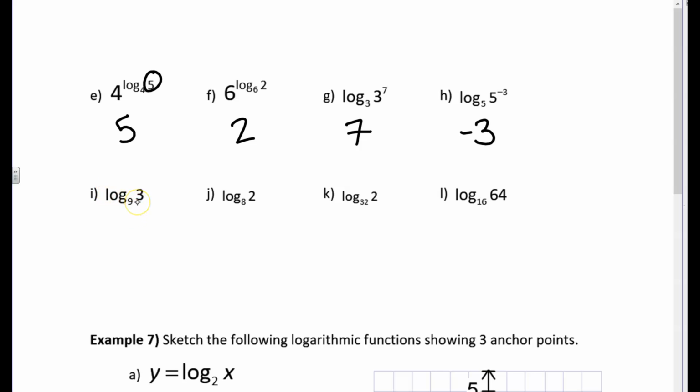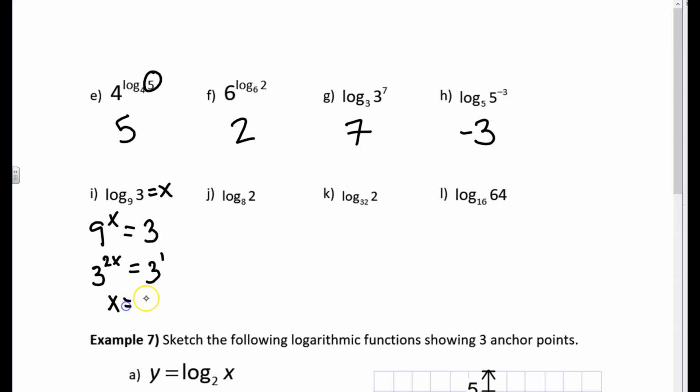Log base 9 of 3, well, we actually could solve this one by setting it equal to x. So I would get 9 to the x equals 3. Well, that's 3 to the 2x equals 3 to the 1.